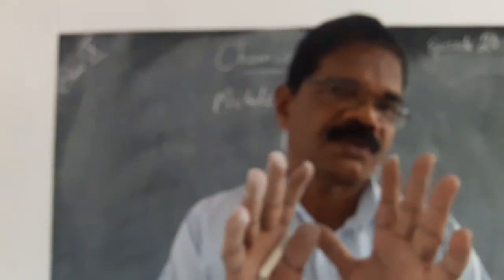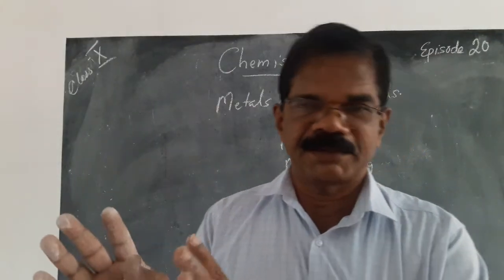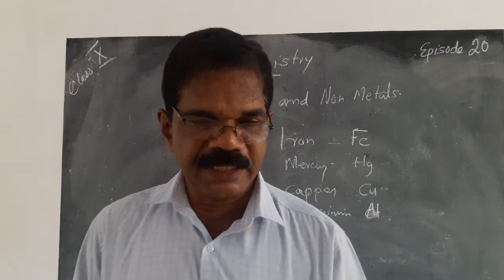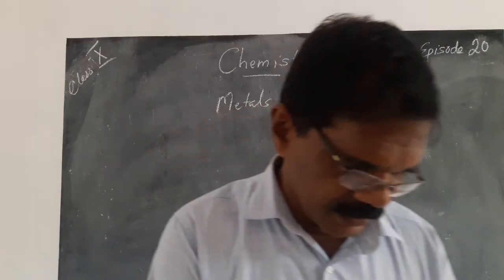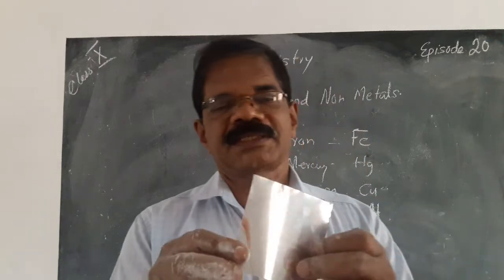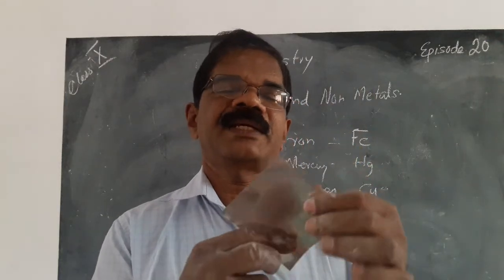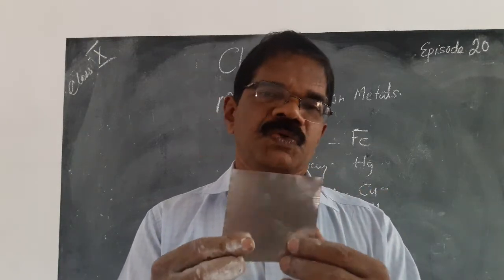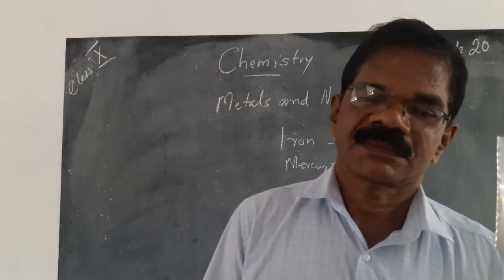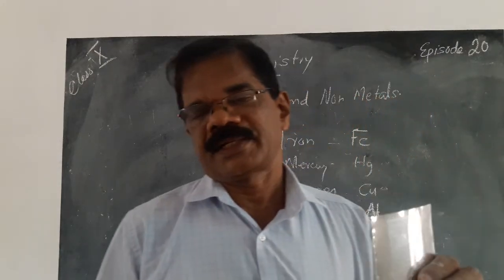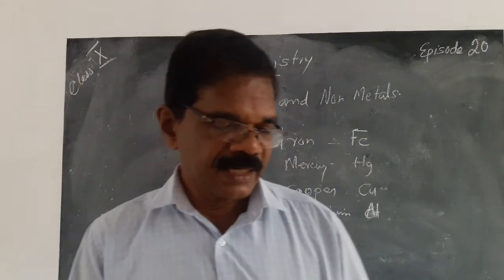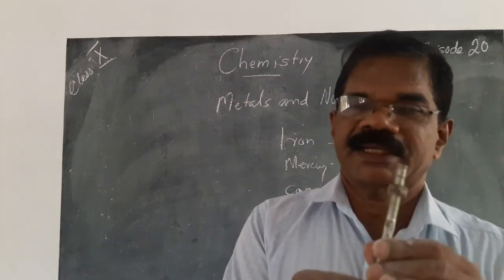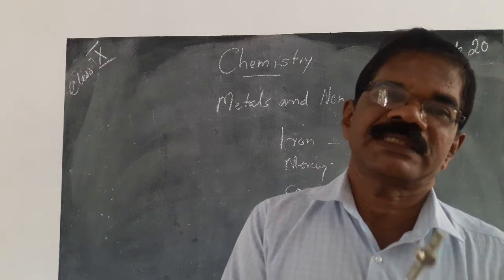All those elements on the right side of the periodic table are non-metals: carbon, sulfur, etc. What are the most important properties of metals? We have seen that first, they have a shiny appearance. This shiny appearance is known as lustrous. If a piece of corroded, rusted iron is rubbed with sandpaper, it also gets that shiny appearance.